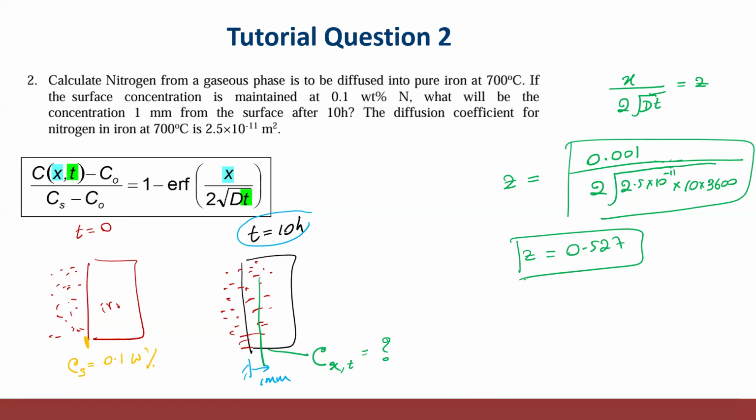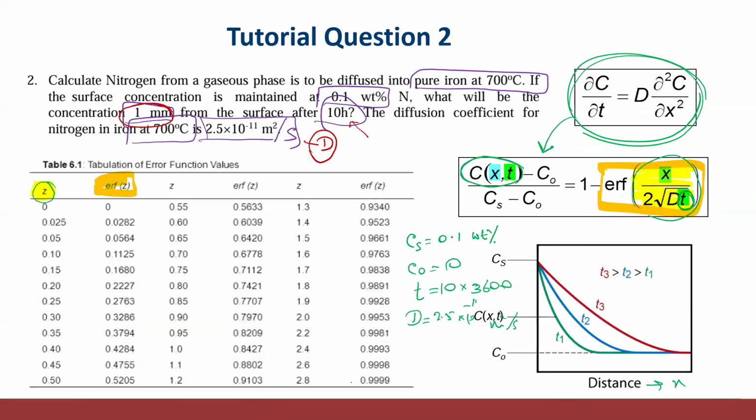Yes. X is given to us. See, they are asking at the x distance. So the x distance is 1 millimeter. We converted that to meters, 0.001. Do we all get 0.527? You find this, and if you already found that, you can use the table and find the error function.